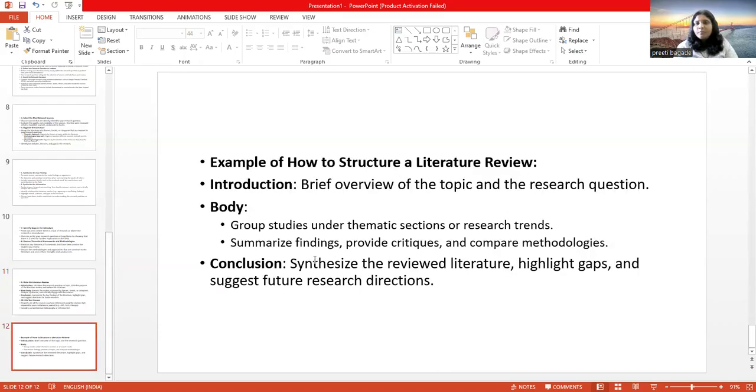Then this is one example of how you have to structure your literature review. Introduction: a brief overview of the topic and the question. Second is the body: group studies under thematic sections or research trends, summarize findings, provide critiques, and compare methodologies. Again, coming to the conclusion. You have to write, lastly, the conclusion: synthesize the reviewed literature, highlight gaps, and suggest future research topics.